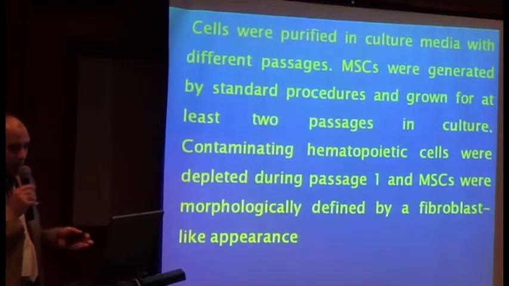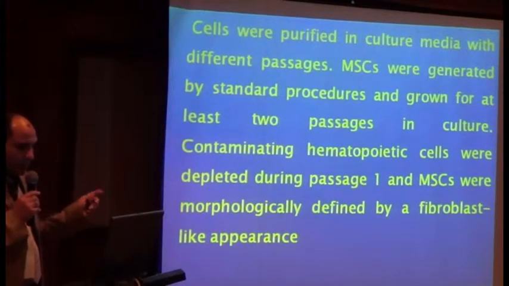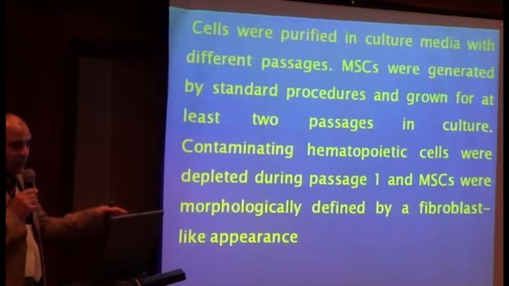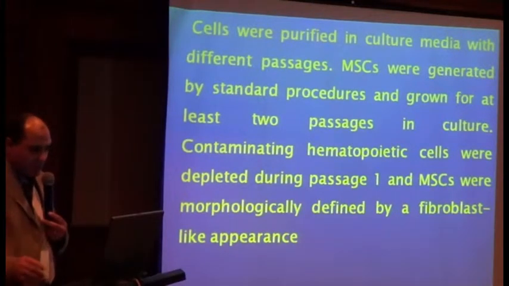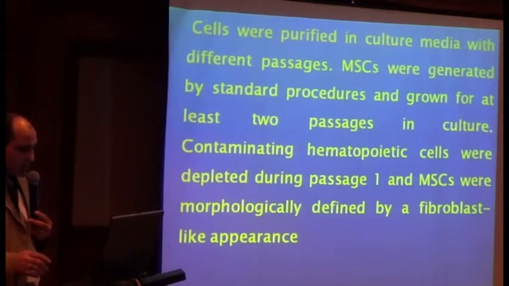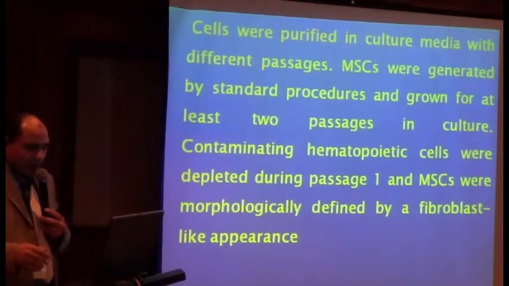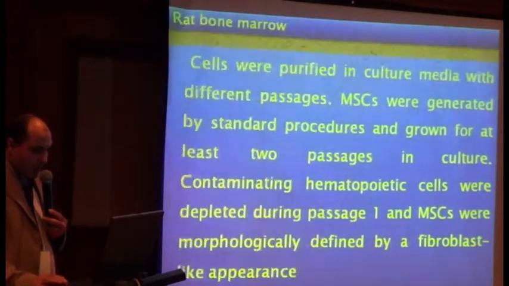After that, all the colonies were done in primary culture. After that, we can passage cells for propagation in passage 3. Cells were purified in culture media over different passages. Mesenchymal cells were generated by the standard procedure and grown for at least two passages in culture. Contaminating hematopoietic cells were depleted during passage 1, and mesenchymal cells were morphologically defined by their fibroblast-like appearance.